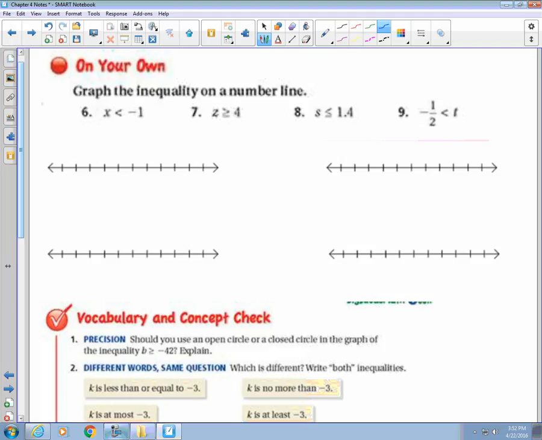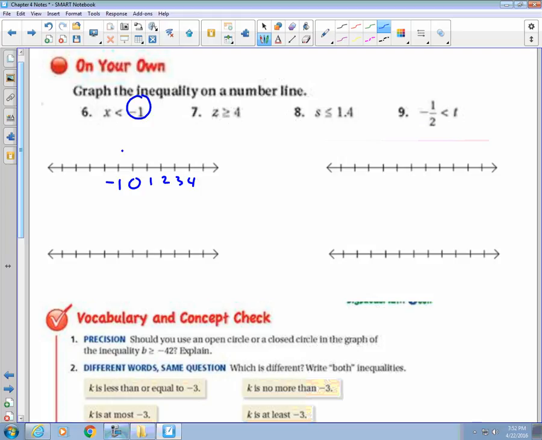So our first example, number 6, x is less than -1. The -1 is our starting point. So let's put a 0 here and a -1 there. All right? We can put some other numbers on this side, 1, 2, 3, and 4. And it says x is less than -1. So less than means not equal to.